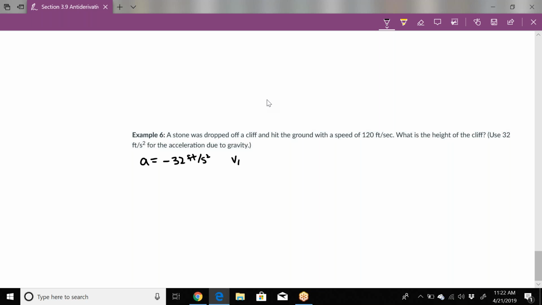Initial velocity, because we don't know specifically, we know this is when it hits the ground, but we don't know how long that was yet. So initial velocity was 0, because you always start out with 0 velocity.